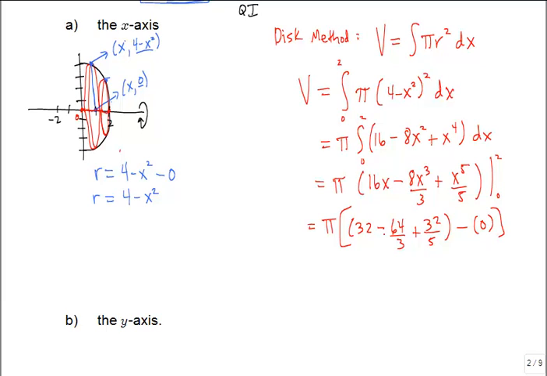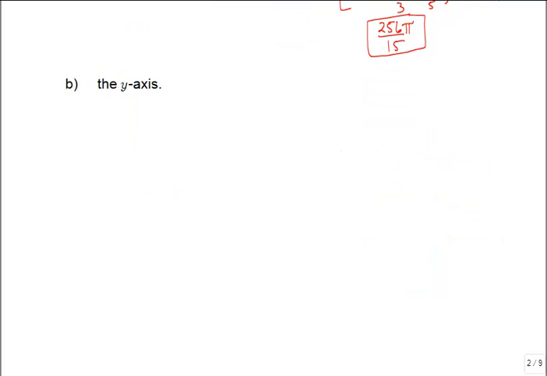On your calculator, I would just recommend plugging in 32 minus 64 thirds plus 32 fifths, and you can even use that fraction button to turn it back into a fraction. This turns out to be 256 over 15 times that pi, and you can just leave that pi in your answer. And there's our solution. Okay? All right, let's try another one.